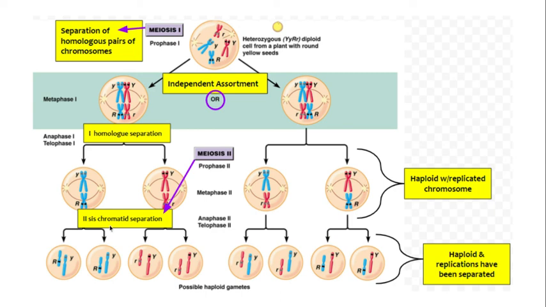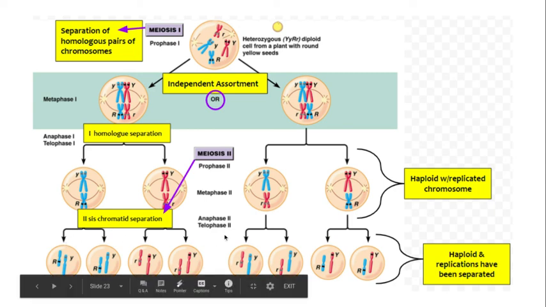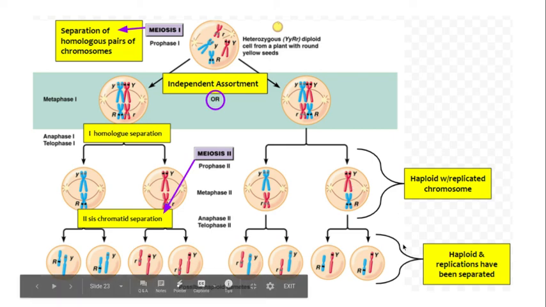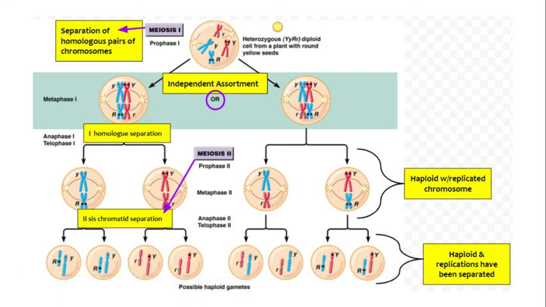And so the result is 4 haploid cells with half the genetic information. Now, even when we're here in meiosis 2, these cells are still considered haploid. It's one copy of the chromosome. It just still happens to have its replicated chromosome attached to it. And then here, the haploids and the replications have been separated.